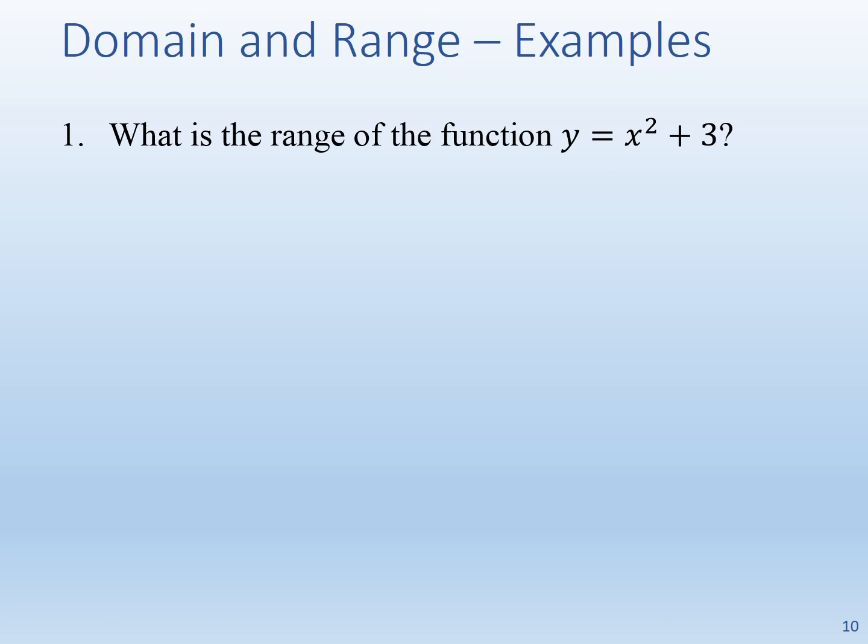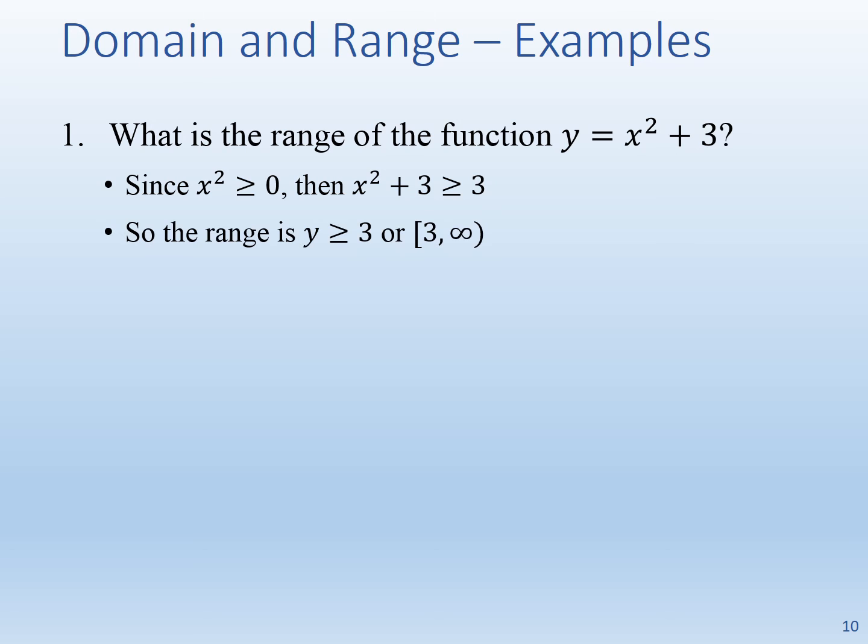In this function we have x squared plus 3. Now the x squared cannot be negative, and so when we add 3 we would have to have at least 3. So our range here is y is greater than or equal to 3, which can be written in that interval notation. x can take any value at all. We can put x equals whatever in there, and we can square it and add 3 to it. So the domain here is any real number. x can be any number.